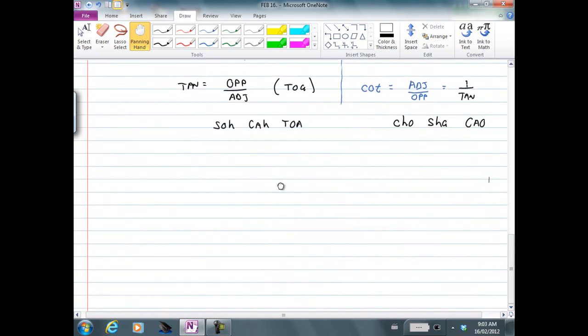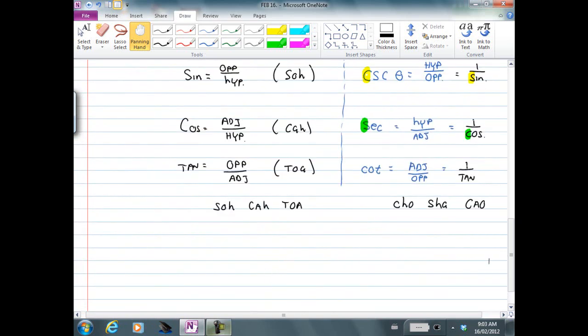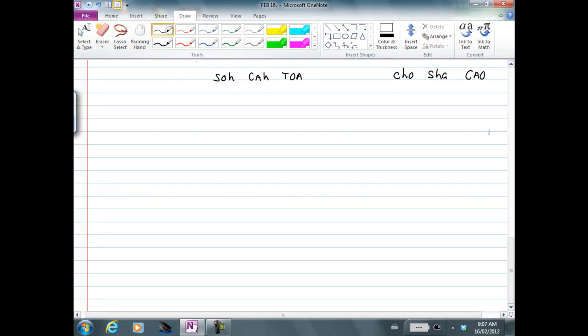So now, you're going to take a minute, memorize this, and I'm going to pause it. But now, I'm going to teach you about properties of quadrants. Properties of quadrants.